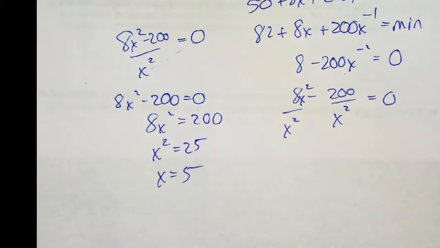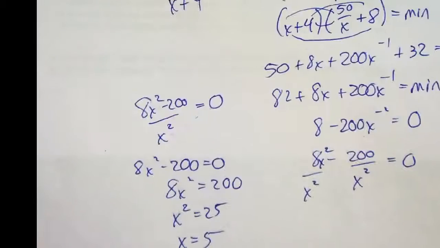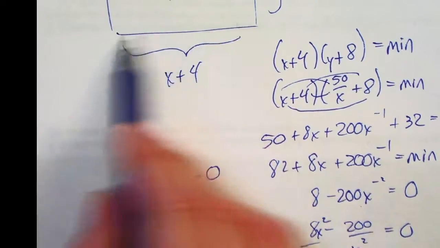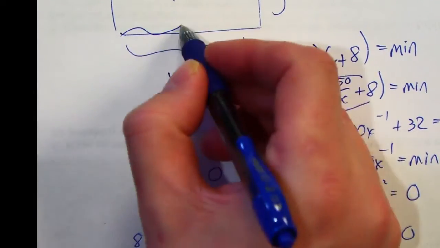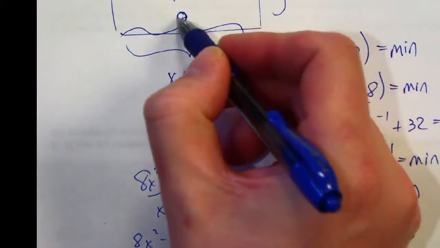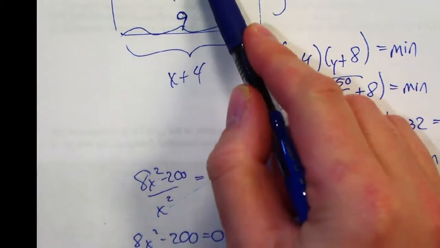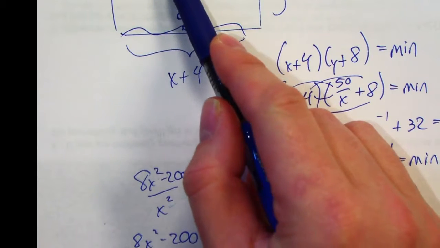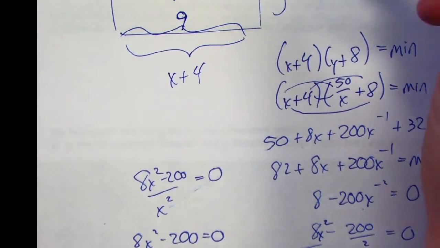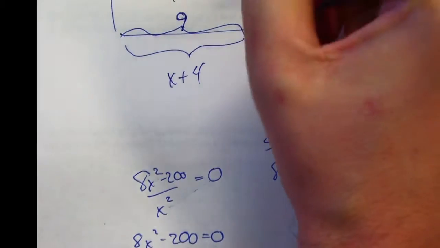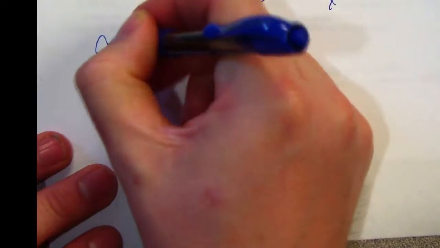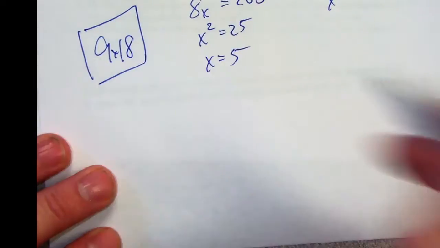So now the overall dimensions. If x equals 5, then this side here is x plus 4, so this side here is 9. And I also know that x times y equals 50, so if x was 5, y has to be 10. 10 plus 8, so this side here is going to be 18. So what you'd want to tell me for your answer is that it was 9 by 18.